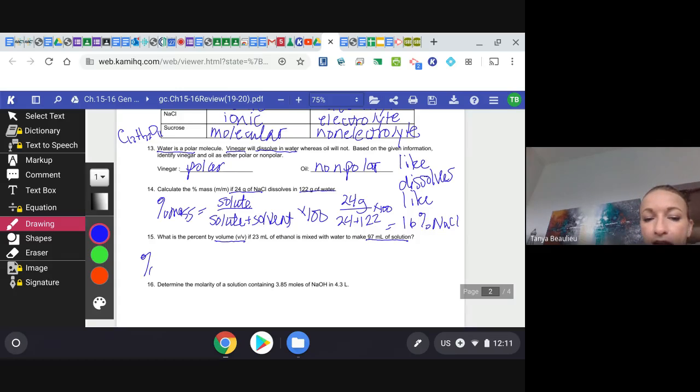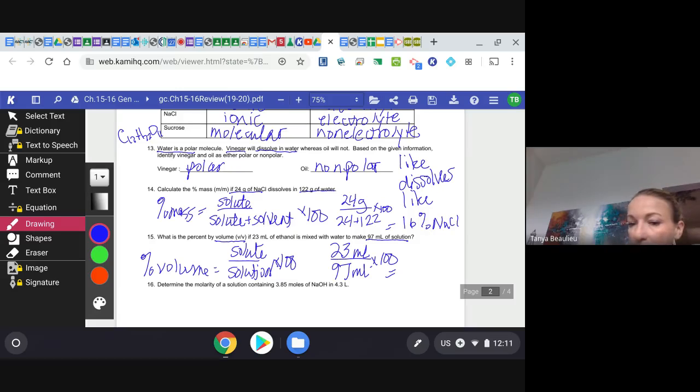So percent volume is going to be the volume of your solute divided by the volume of your solution times 100. So you don't have to do anything special there. It's just going to be 23 mL divided by your solution of 97 mL times 100. That one there came out to be 24% ethanol.